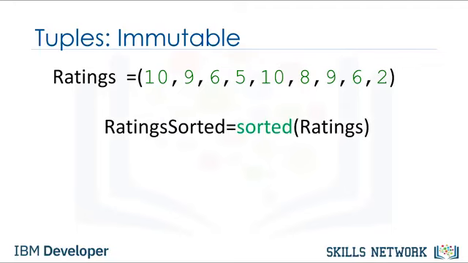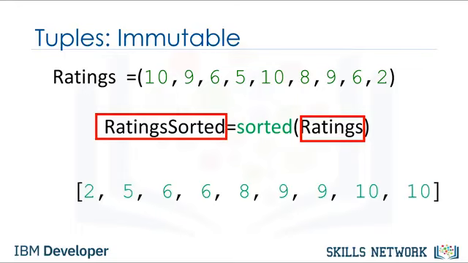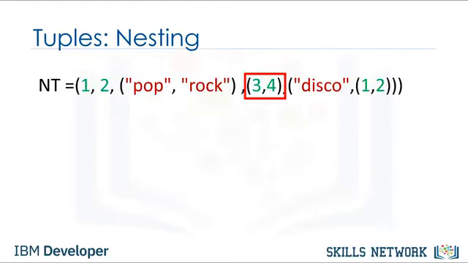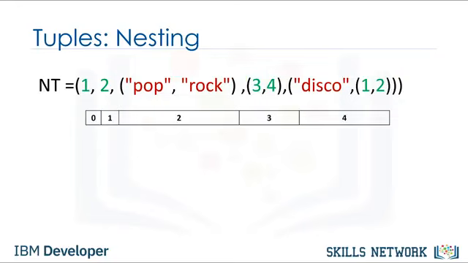For example, if we would like to sort a tuple, we use the function sorted. The input is the original tuple. The output is a new sorted list. For more on functions, see our video on functions. A tuple can contain other tuples as well as other complex data types. This is called nesting.